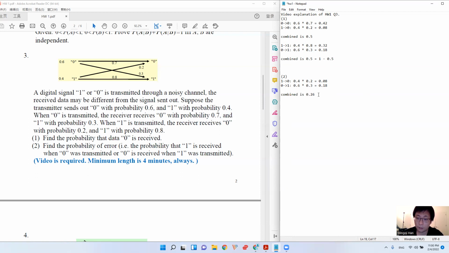And to confirm that this is the probability of getting an error, we can also calculate the probability of not getting an error, which is from 0 get a 0, from 1 get a 1, which we also calculated above: 0 to 0 is 0.42, and 1 to 1 is 0.32. Their combined total is 0.74, which is equal to 1 minus 0.26, which confirms that the value we got for the error is correct.